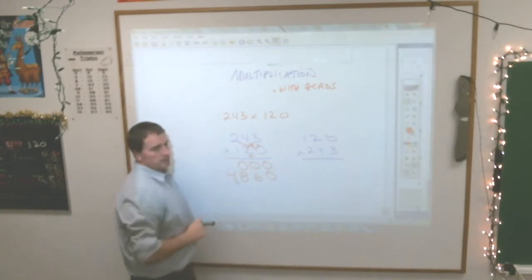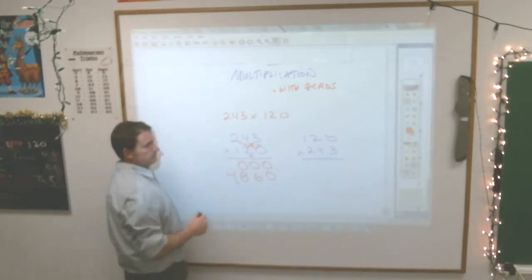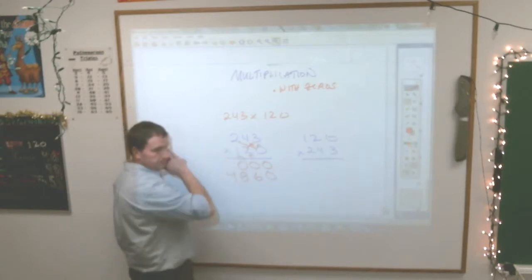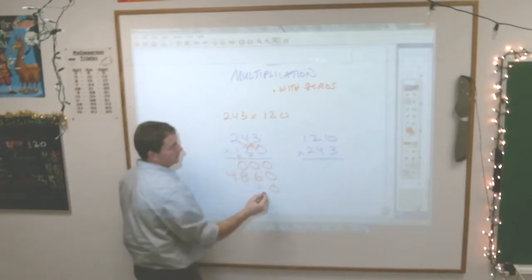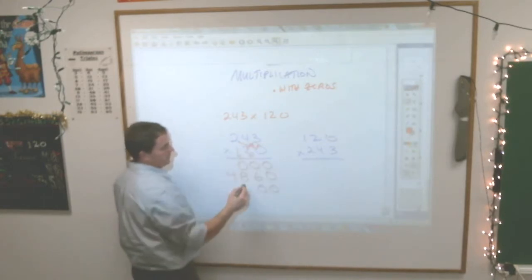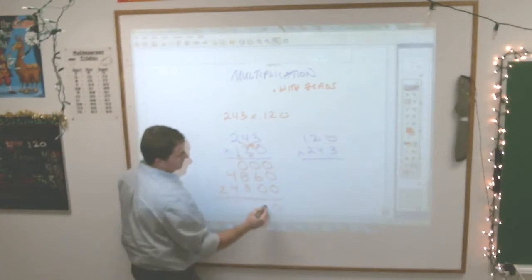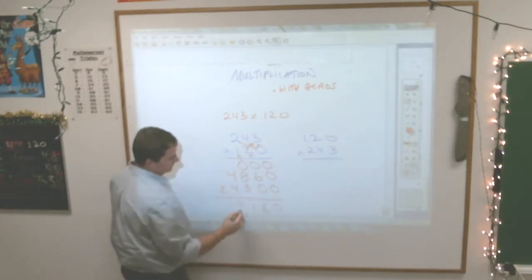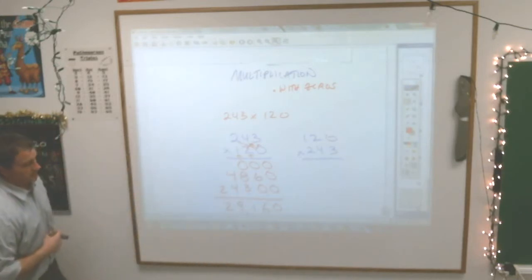And then my next step would be to do what, Kate? When I get to this 1, add 2 zeros. Right, because it's not multiplying by 1, it's multiplying by 100. And then 1 times all those are 3, 4, 2, and hopefully adding is as much fun for you as it is for me. 29,160.